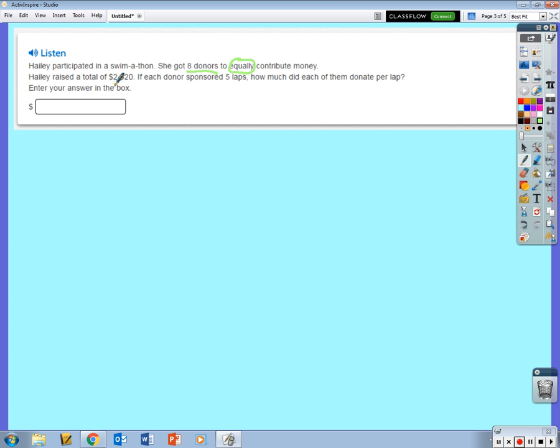Now, Haley raised a total of $2,820. If each donor sponsored 5 laps, how much do they donate per lap? Well, let's think about this real quick. So she has 8 donors. We have 8 donors. And each of those donors said, hey, you know what, Haley? We'll sponsor you for 5 laps.